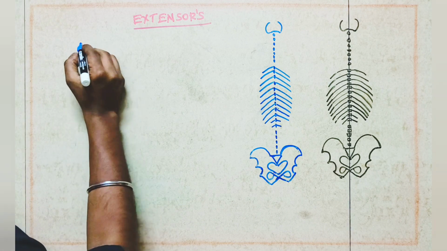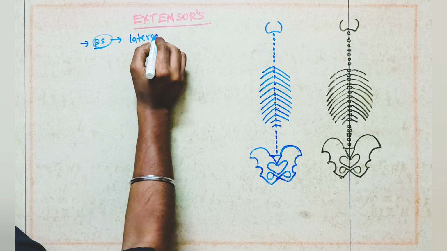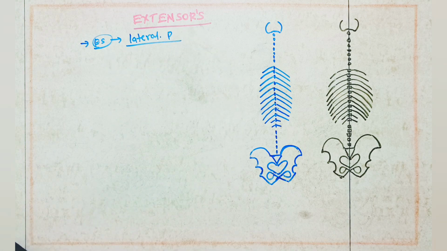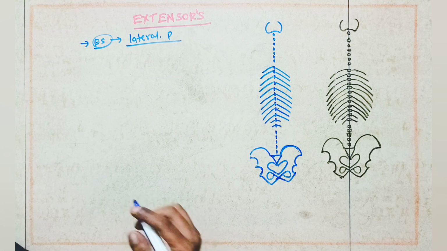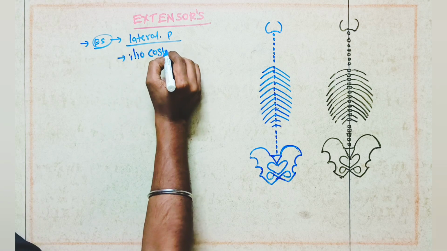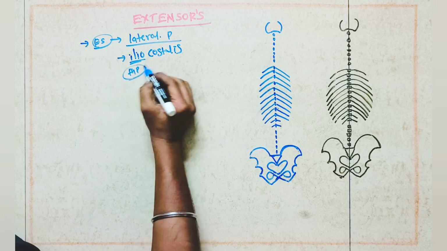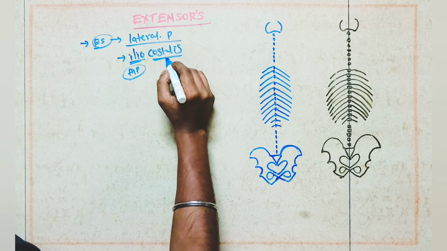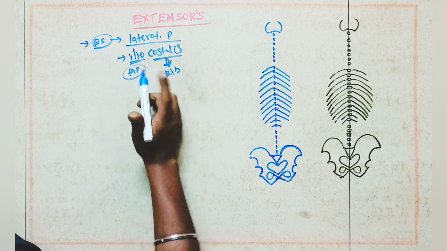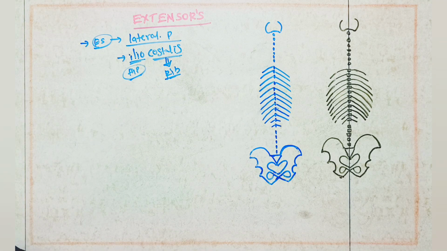Now we will see these erector spinae muscles. First, the lateral portion of the erector spinae muscles. The name is iliocostalis. Understand the names nicely. Ilio means ilium, part of the hip bone. Costalis, wherever we see costal, that is the rib. So the name itself says it is connected to the hip bone and the ribs. It is the lateral portion, iliocostalis.